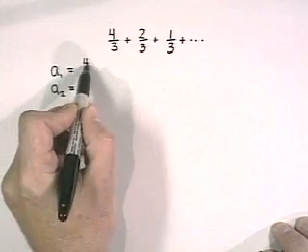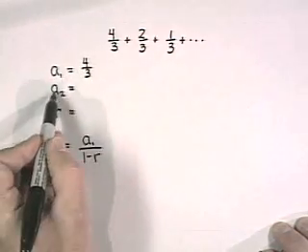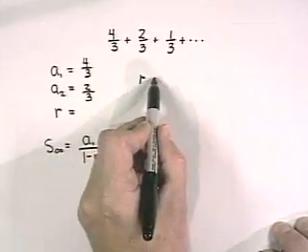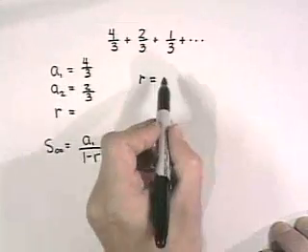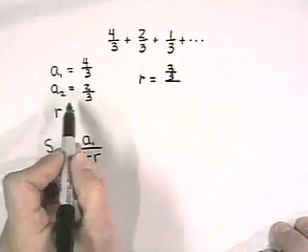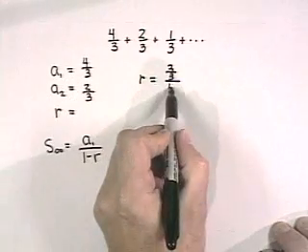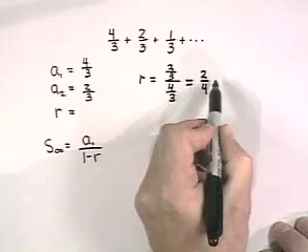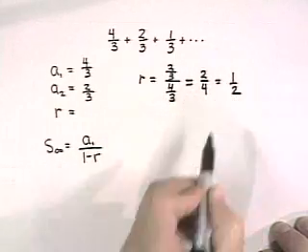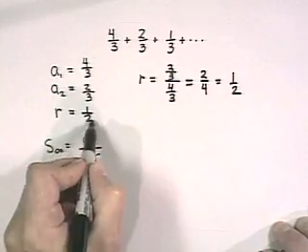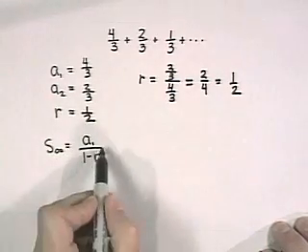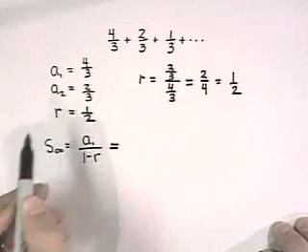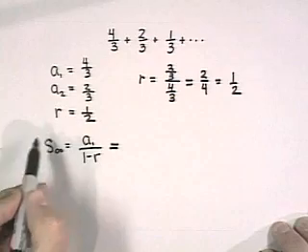a1, the first term, is 4/3. The second term is 2/3. And so r can be found by taking 2/3 and dividing by 4/3. The 3's will cancel out, 2/4, and r is 1/2. r is 1/2. We now know that since r is between -1 and 1, the infinite series does converge.